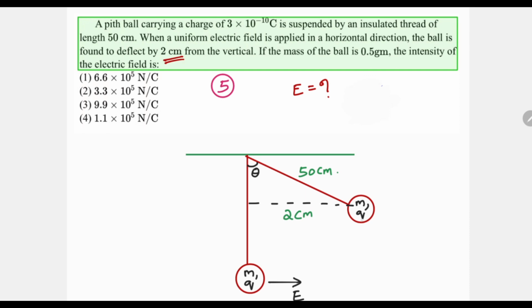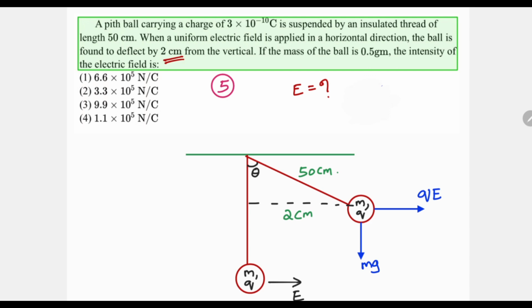Here, what are the forces acting on the pith ball? We can look into that. The forces acting are, definitely its weight, mg, acting in the downward direction. And due to the horizontal electric field, it is getting a force in this horizontal direction, and we all now know that it is Q into E.